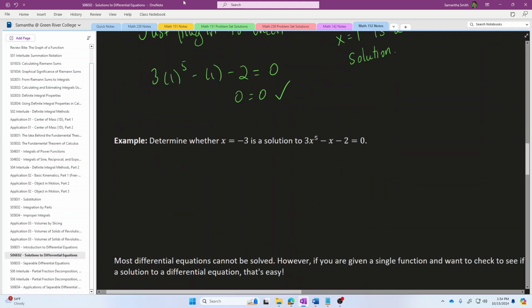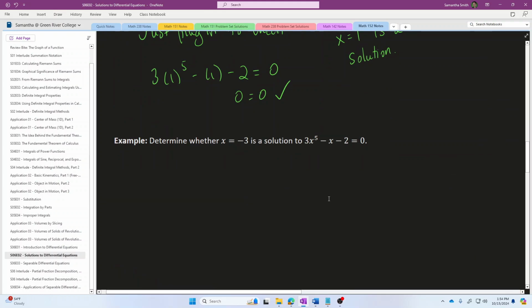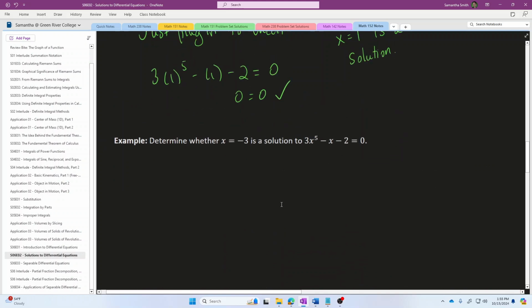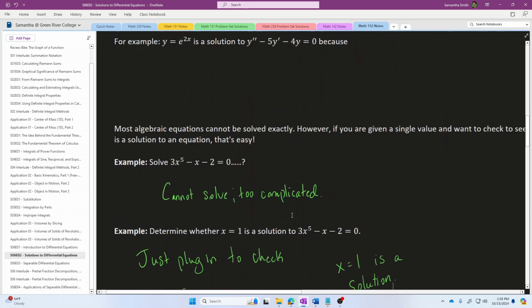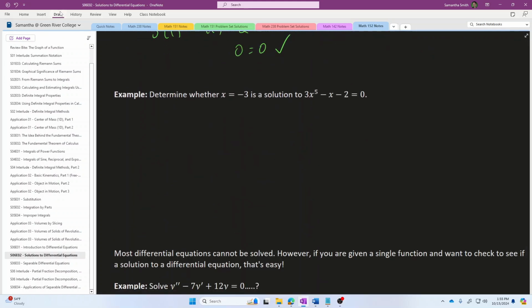And as well, if someone said, hey, actually, I'm thinking about x equals minus 3, is x equals minus 3 a solution to that equation? Again, I can answer this question even though the equation is too difficult for me to solve. I can answer that question just by plugging in this one specific value.